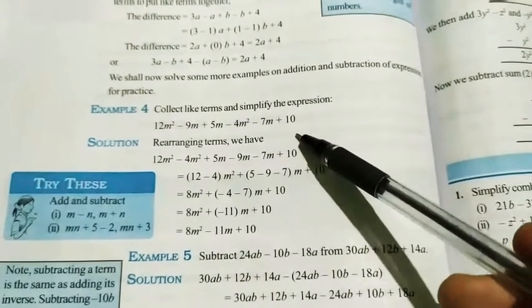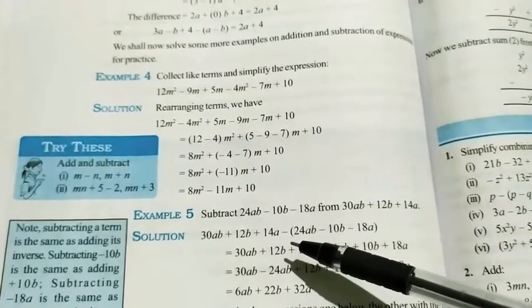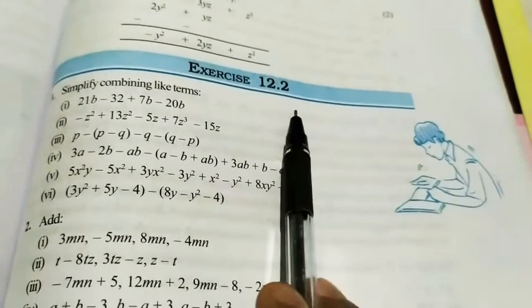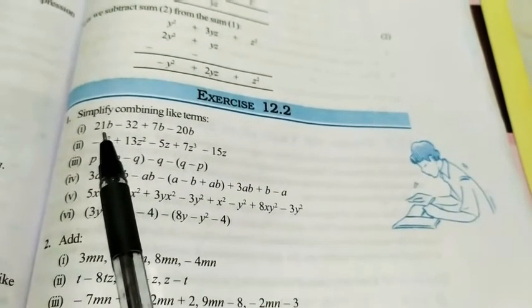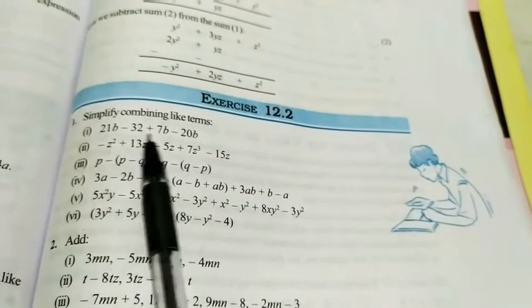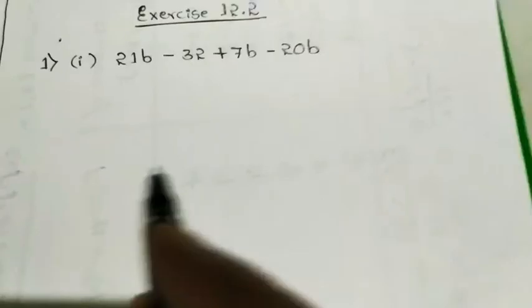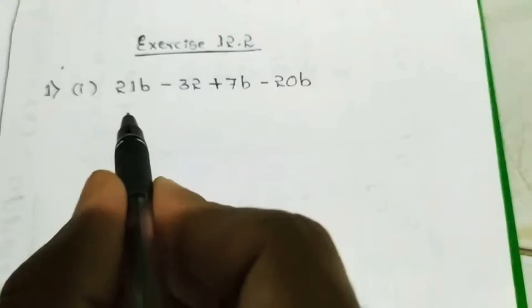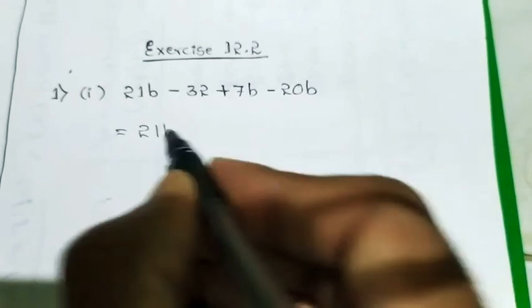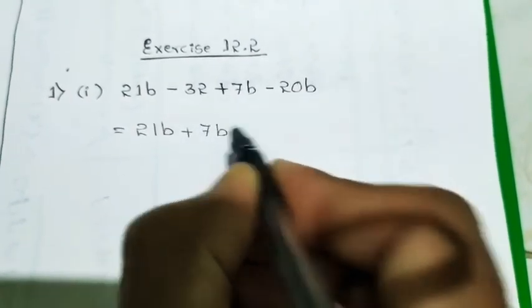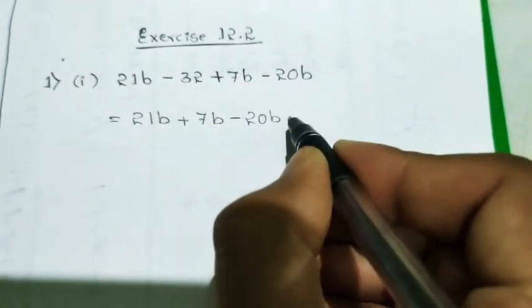Okay, like that you have to solve example number 5 as well as example number 6. Now directly going to exercise 12.2. In the first question, totally 6 are there. Out of 6 I will do 3. The first one, 21b minus 32 plus 7b minus 20b. Okay, let's simplify this one. First write the like terms. 21b is there. Write 21b. Next plus 7b, at the end minus 20b, and keep that minus 32 at last.